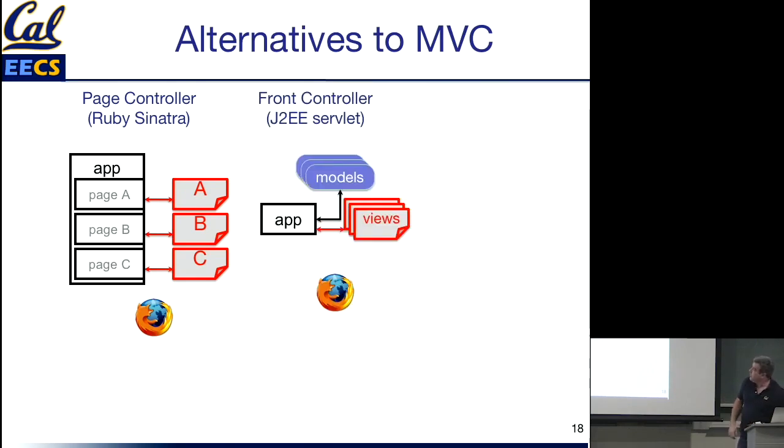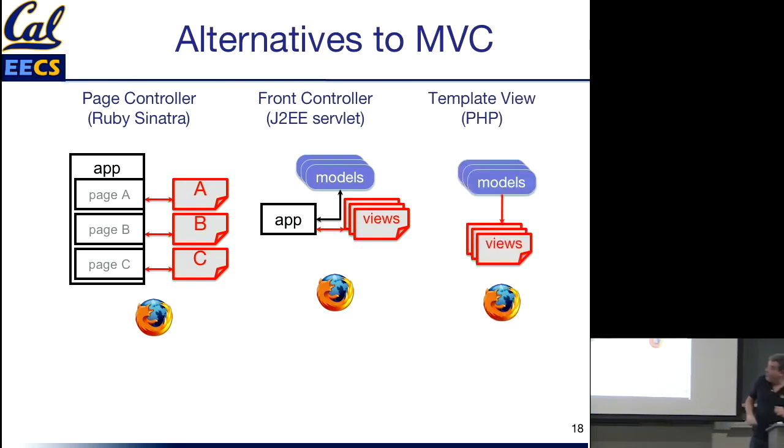You can also do something called front controller, which is there's sort of one big app that all traffic comes in through. It is responsible for figuring out which model to dispatch things to, and it controls which views can get rendered. So you can sort of think of it as an Uber controller or something like that. And there's template view, which is similar to model view controller, but there isn't really a view.